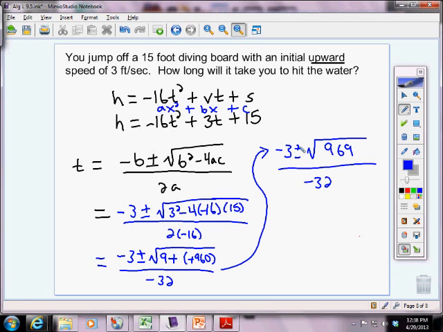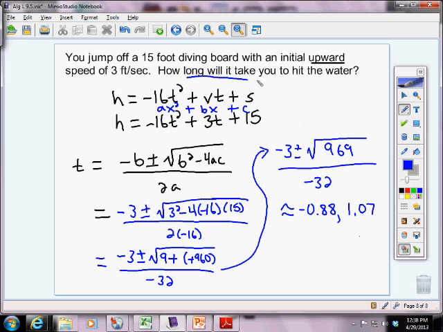So we're going to do this twice. We're going to do it once with the plus and once with the minus. Negative 3 plus the square root of 969, then divided by negative 32. We're going to get that's approximately equal to negative 0.88. And then if I do negative 3 minus the square root of 969 divided by negative 32, I'm going to get that's approximately equal to 1.07.